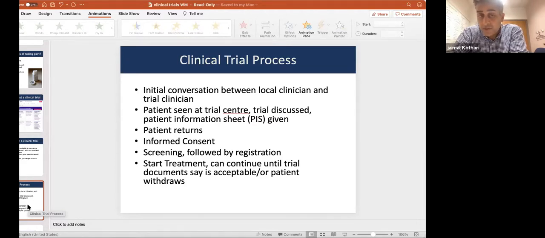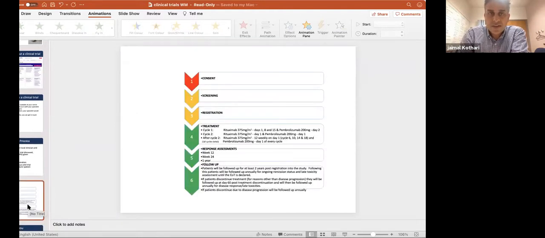Or it continues until progression, and that progression is formally defined in WM, and that's related to when IgM levels get above a certain point, or things change on a scan, which is also indicative of progression. So they're very formalized processes, which are measured at certain time points as dictated by the study. And this is just an example of that process.